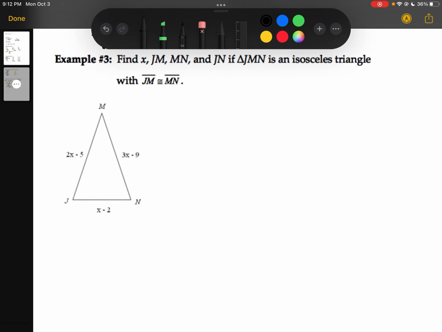Lastly here, we have our JM, MN, and JN of an isosceles triangle. Because we know it's isosceles, they tell us that two sides are equal lengths, and they have to be specific about which sides are equal. If they don't tell us that, we can't assume anything. So we can see in green, JM and MN are the sides that are equal. Based off that, we have to set those two equal to each other, and that's how we're going to solve for x.